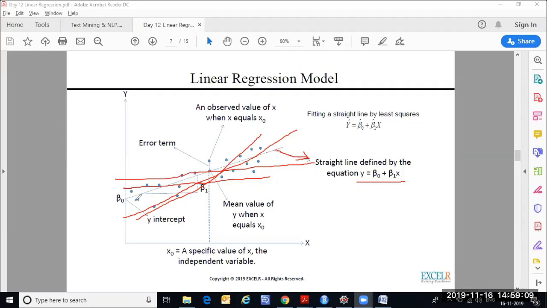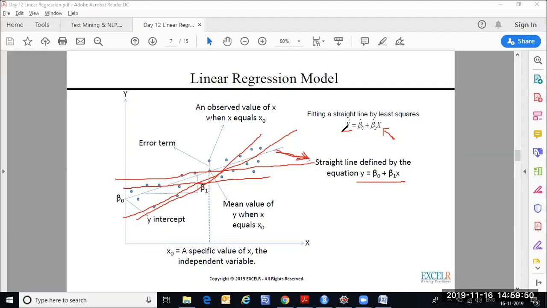But out of all these lines, how do we choose only one line that we can make use of for our prediction? It is nothing but this y is equal to beta naught plus beta 1x. When we are predicting y, that is y hat, we know what the x values are. We are already given the x values. Only then do we go for predicting the y value.